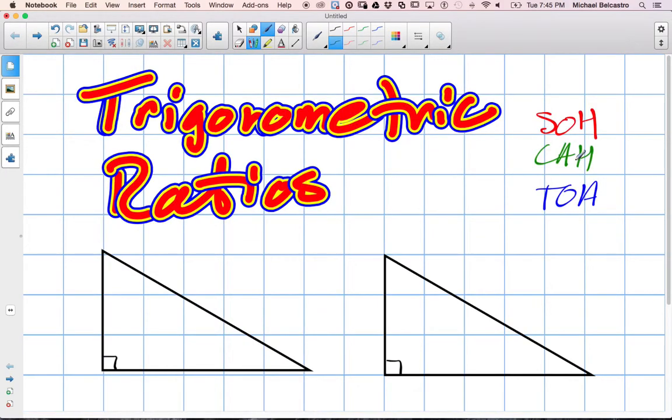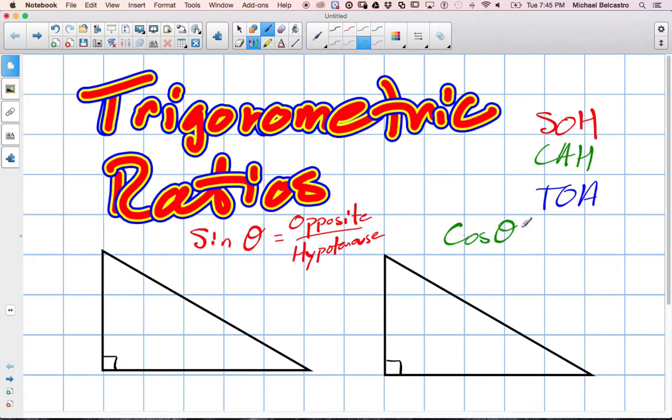And I guess we should write down what each is equal to. Sin stands for sine, and you usually put this symbol here, theta, which represents an angle. You could call it x, y, any variable you want. This is just the common symbol used in math to represent an angle. Sin theta is equal to the opposite side of the triangle over the hypotenuse. Cos theta, or cosine theta, of that angle is equal to the adjacent side over the hypotenuse.